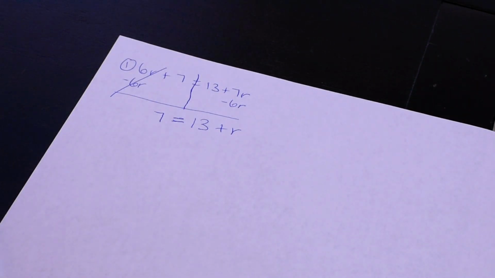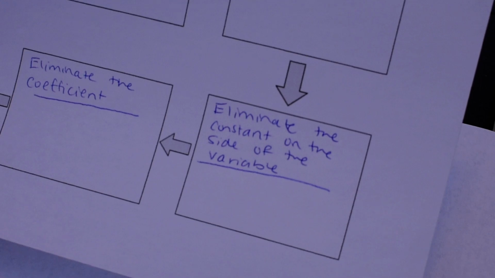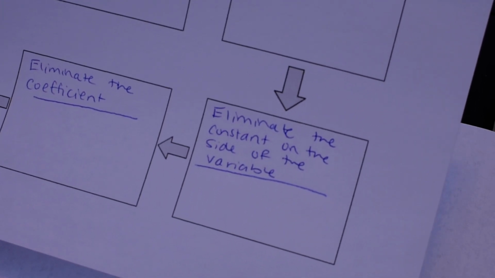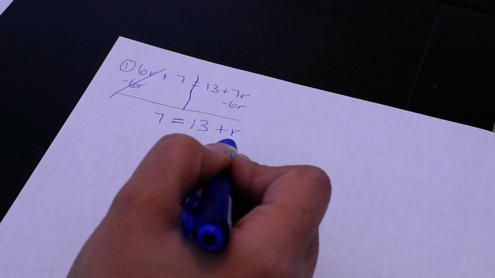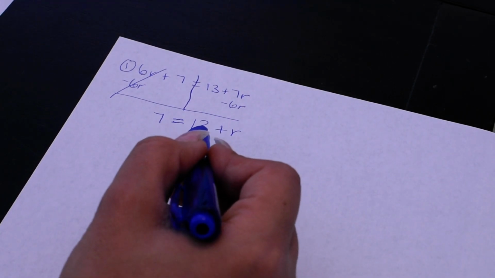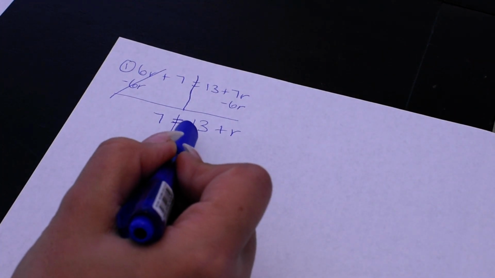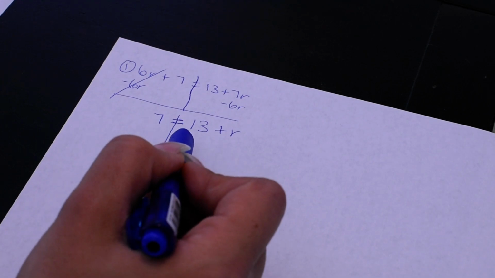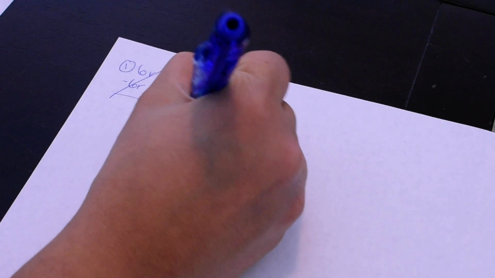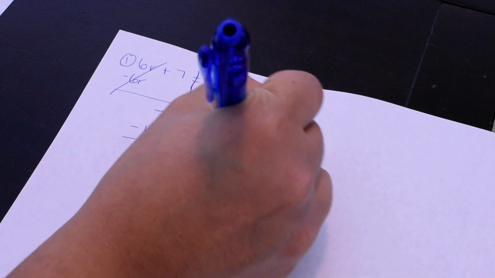All right, my next step. I moved all the variables to one side, so I go to my next step: eliminate the constant on the side of the variable. I look to the side of the variable. I have 13 plus r, right? So I'm trying to get this 13 away. How do I eliminate this constant? I draw my river. To get rid of 13, there's an invisible positive. Remember, if there's nothing in front of it, you can assume it's a positive. To get rid of something that's positive, you subtract. You are always going to eliminate the constant first.